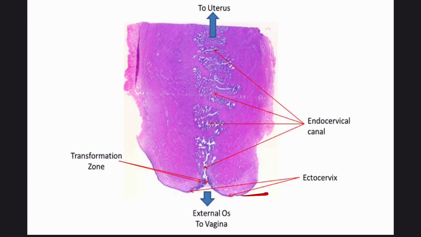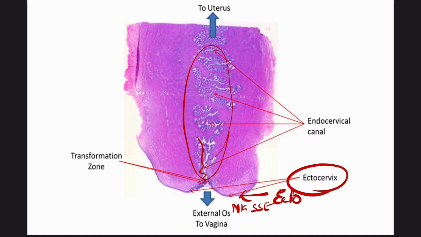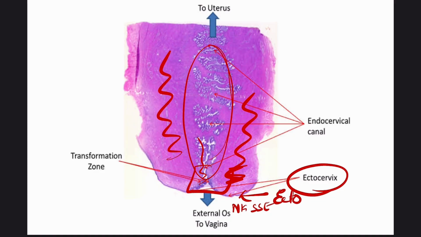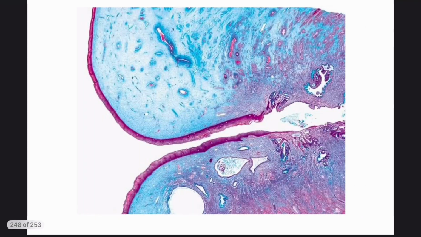This is the ectocervix. These lips are the ectocervix, which is exposed to the vagina. It is lined by non-keratinized stratified squamous epithelium. As it moves in, this is called the endocervical canal, which is lined by columnar epithelium. This endocervix shows you glands and stroma. And this transitioning zone, from the non-keratinized stratified squamous epithelium into the columnar epithelium, is called the transformation zone.